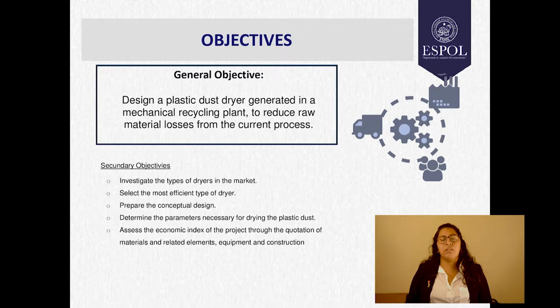But, firstly, we investigate the types of dryers on the market to select the most efficient machine. We determine the parameters necessary for drying the plastic. Finally, we will do an economic index for the project through the quotation of materials.